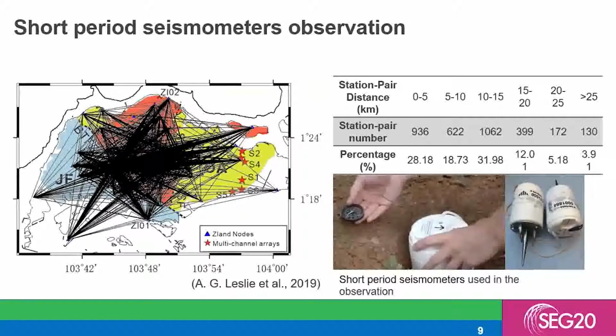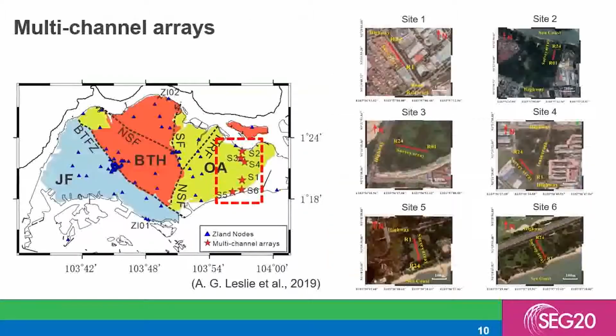We can also see in the eastern part, we have insufficient ray coverage, so we will deploy multi-channel arrays at those points to get the shear velocity in those particular sites. We have conducted 6 different sites for the multi-channel observation in eastern Singapore. We want to map out the bedrock depth in this area.